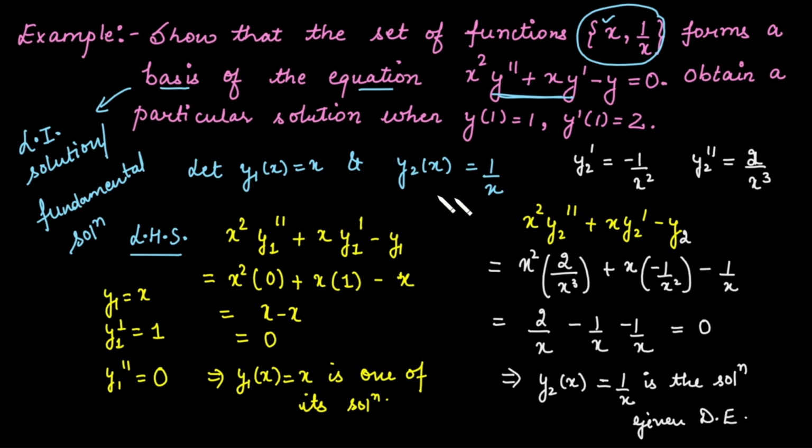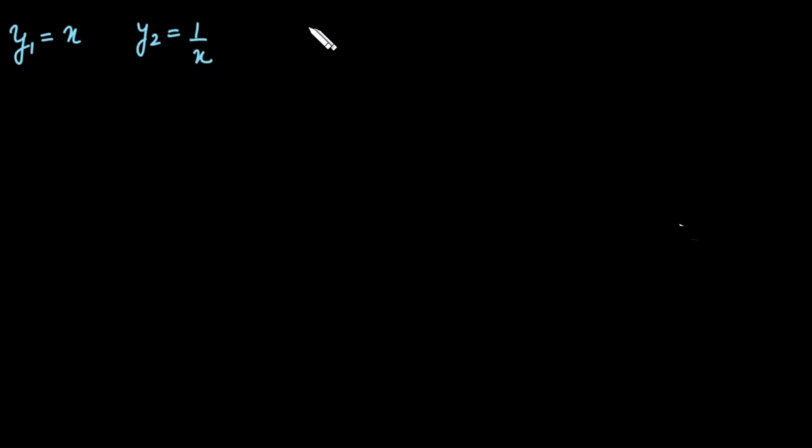Now, if they are solutions, we need to identify whether they are linearly independent in order to claim that they are a basis of the equation. So the first step is to identify whether they are solutions or not. Then we will identify whether they are linearly independent or not. For that, we will calculate the Wronskian of these two functions. So we have these two functions. Let's calculate the Wronskian. The Wronskian is calculated as a determinant.